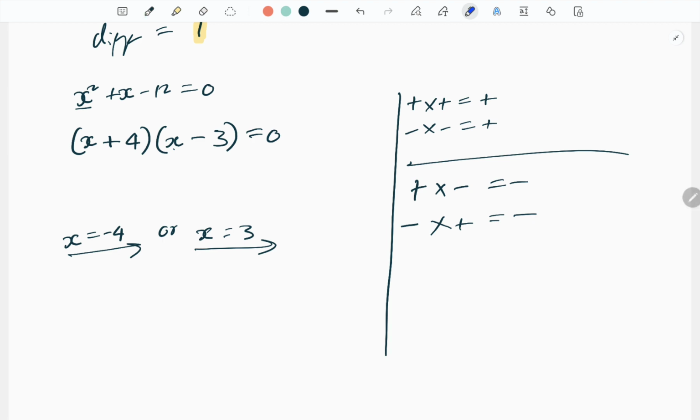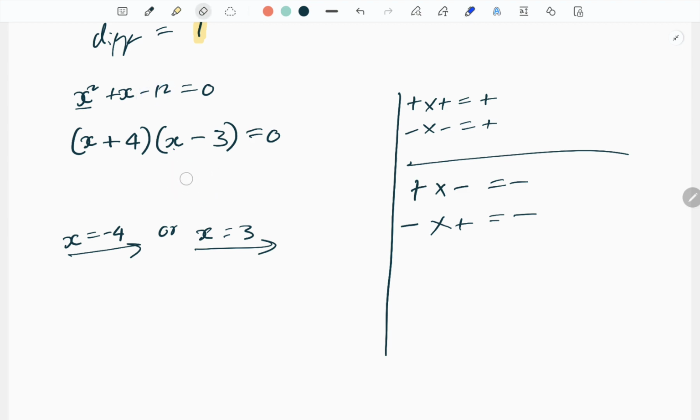So this positive times this negative gives negative. And then 4 times 3 gives 12. So you can see here this and this are the same, negative 12, negative 12. So that's one way of doing it.